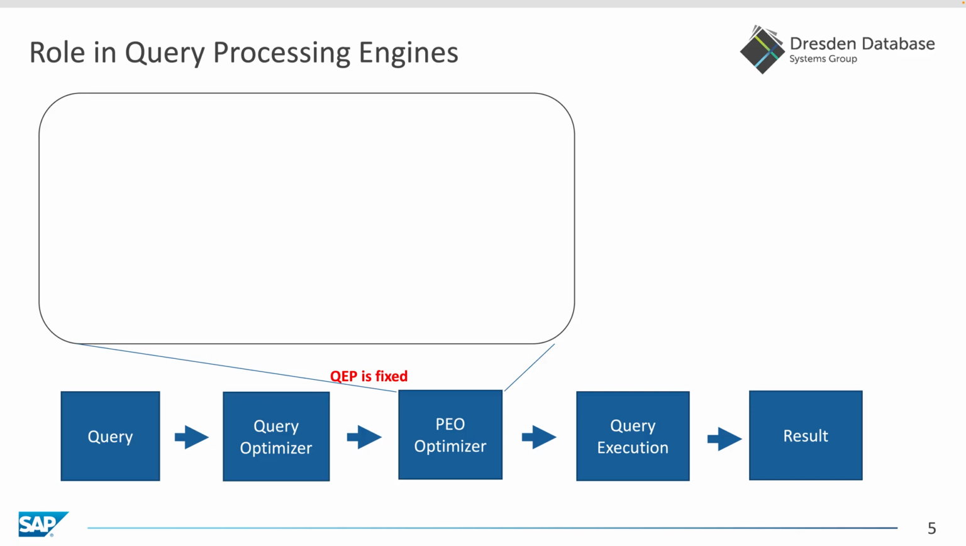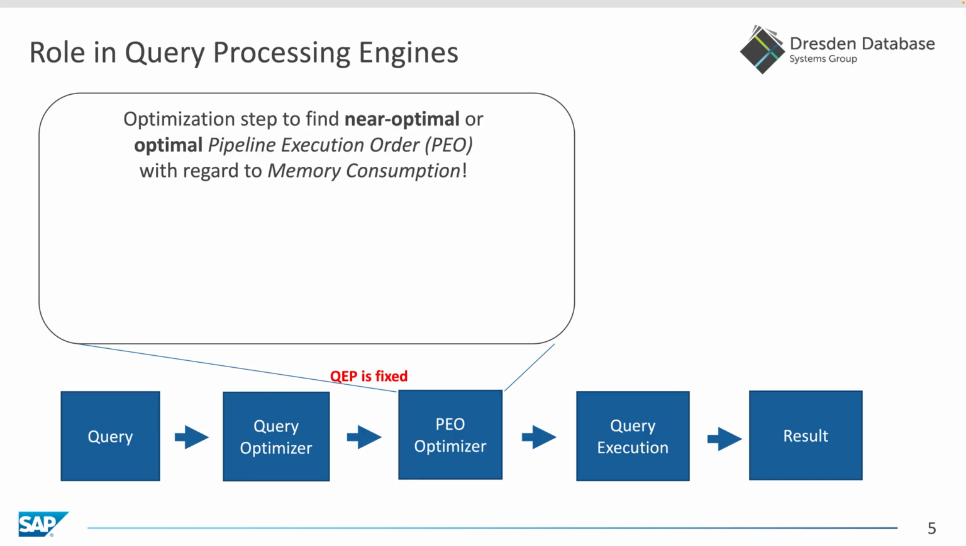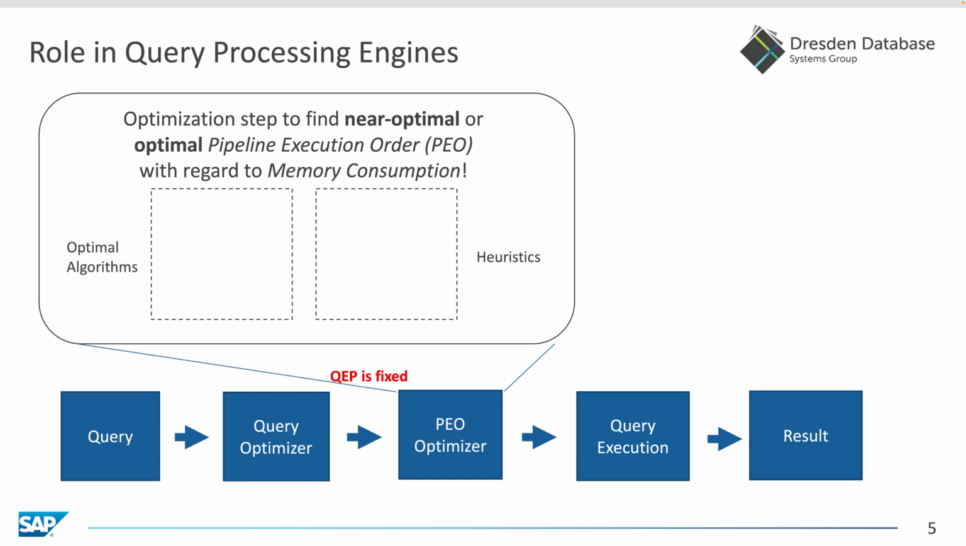And regarding the PEO optimizer, in the paper, we present different scheduling algorithms for systematically finding good, near optimal, or optimal pipeline execution orders with regards to memory consumption. And we have two kinds of algorithms for this. We have optimal algorithms, which always find the best possible PEO with regards to memory consumption, and we have heuristics.